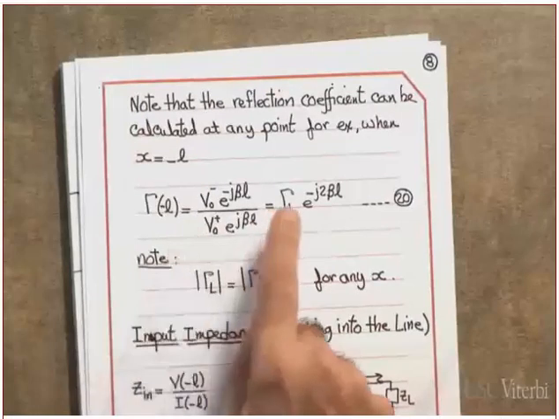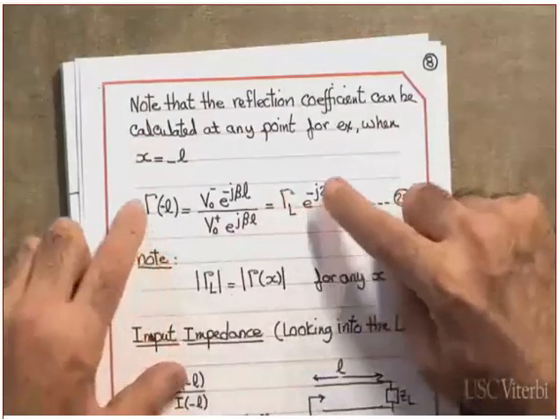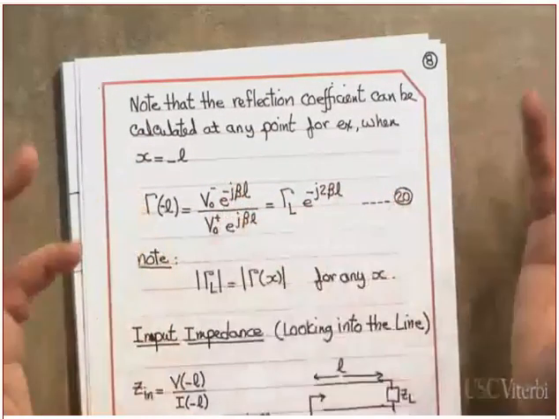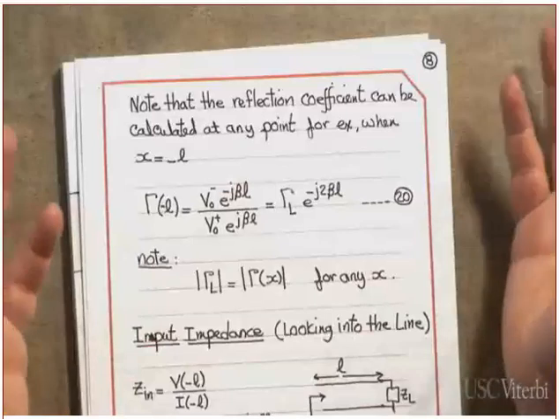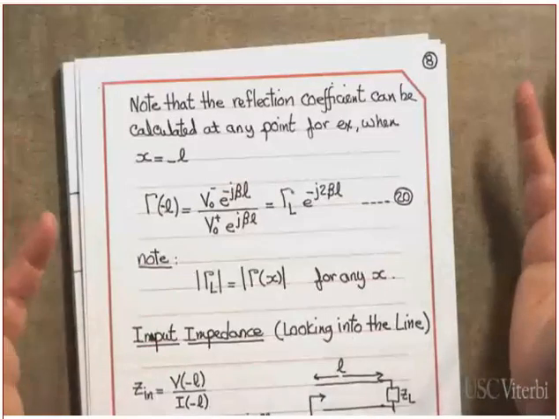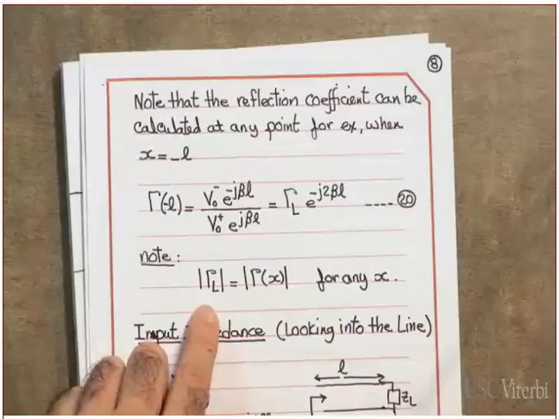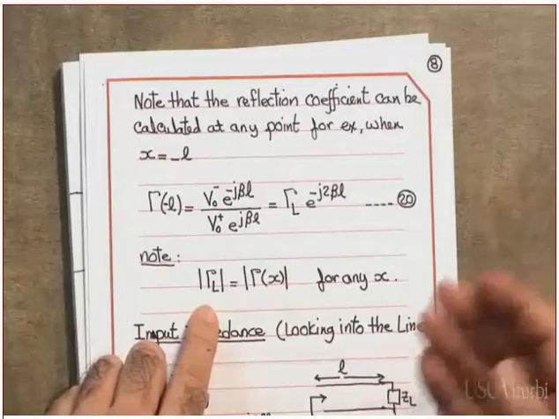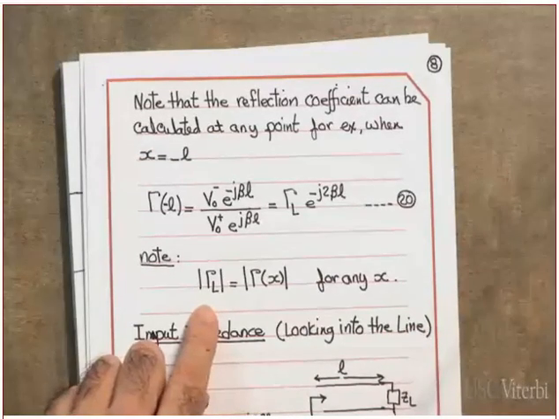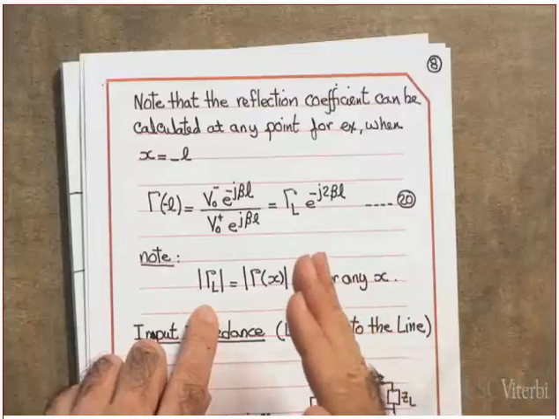I am emphasizing this equation to tell you that if you take the absolute value of the reflection, it will be the same whether you are looking at the load or measuring the reflection at any point on the line. Did you get this or not?